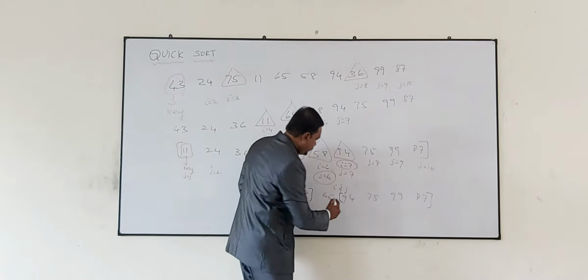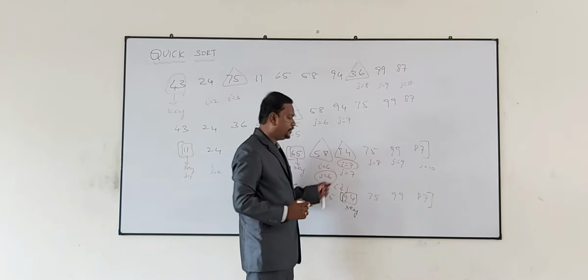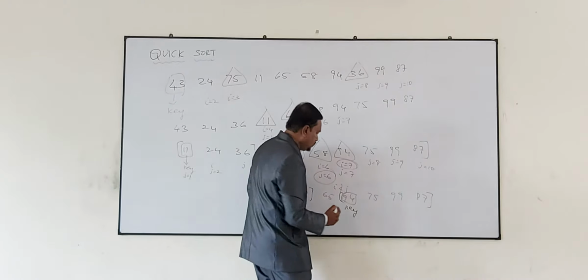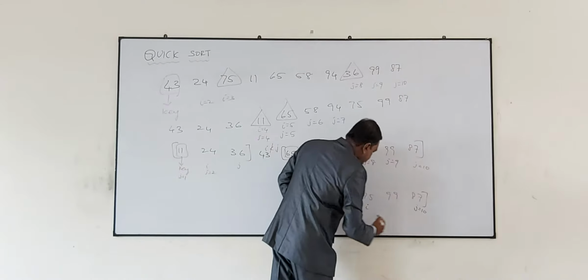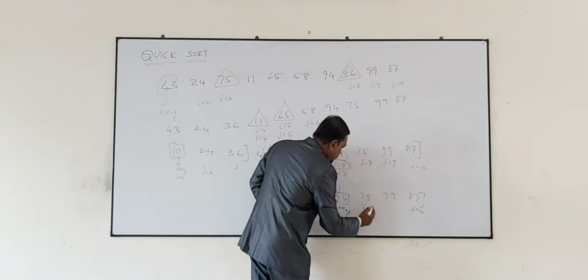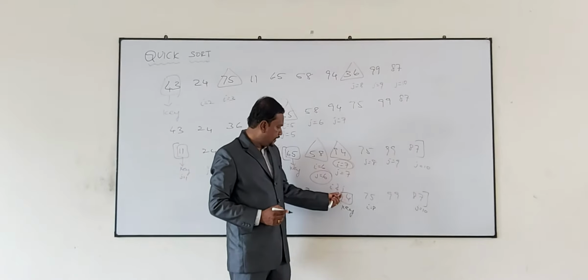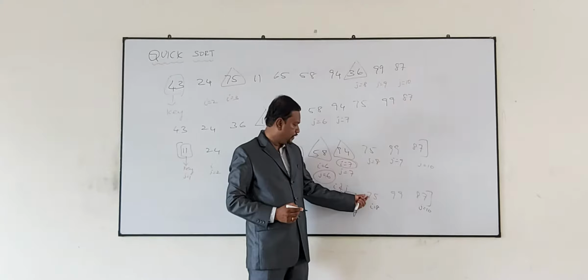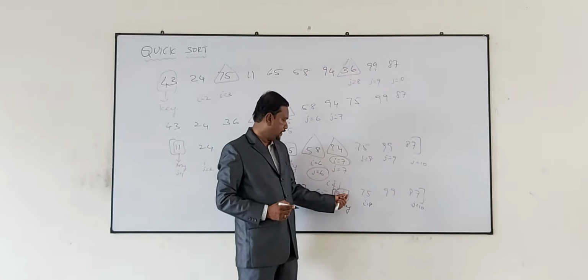Now 94 is identified as the key element. Again we will do the same process. So we will set the I position and j position. J is 10, I is 8. We will do the same process. 94 is compared with 75. From left to right, we will identify the first biggest number.